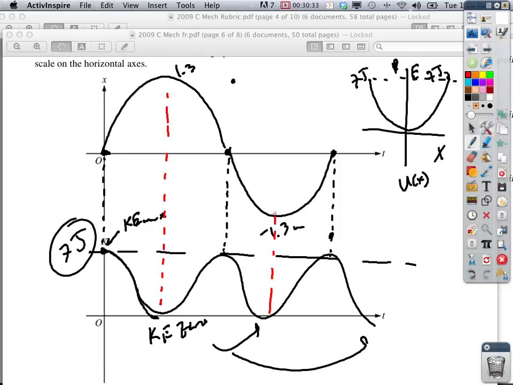Wait, so how do you solve it using force? Since you know force is the negative derivative of the energy function, you just take the negative derivative of 4x squared. So you get negative 8x, and that negative 8x equals ma. So energy is actually force?